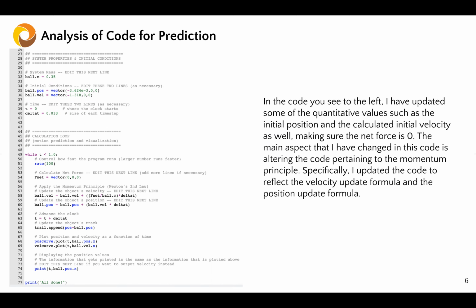Moreover, in the code you see to the left, I have updated some of the quantitative values such as the initial position and the calculated initial velocity as well, making sure the net force is 0. The main aspect that I have changed in this code is altering the code pertaining to the momentum principle. Specifically, I updated the code to reflect the velocity update formula and the position update formula.